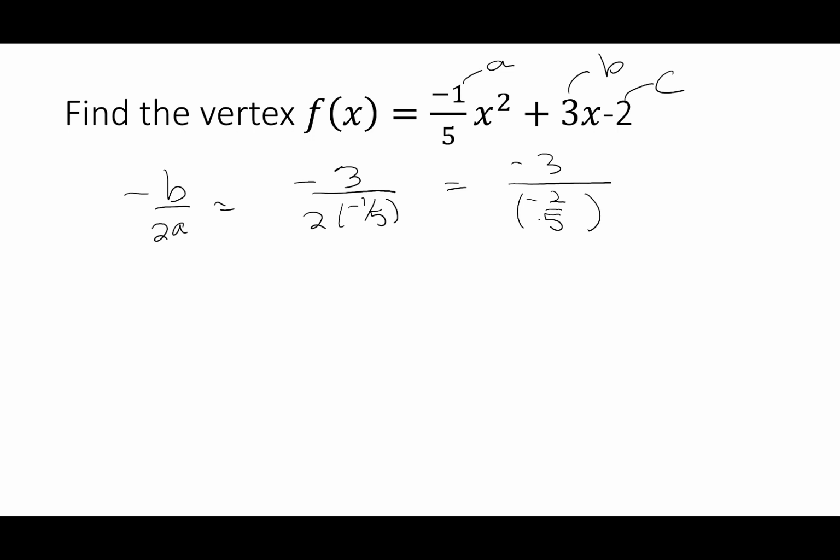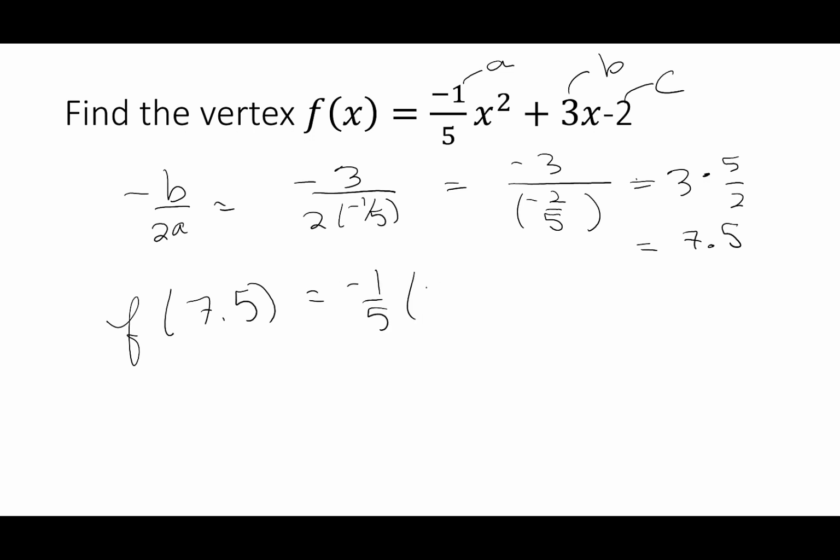Remember, when I divide by a fraction, I multiply by the reciprocal. Also, a negative negative becomes a positive. So what do I really have? I have 3 times 5 over 2. 15 over 2 is 7.5. Now we're going to find f of 7.5. This is negative 1/5 of 7.5 squared plus 3 times 7.5 minus 2. This gives me 9.25. So my vertex is 7.5, 9.25.